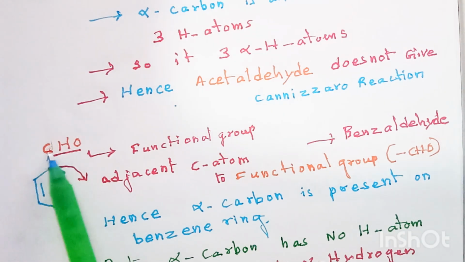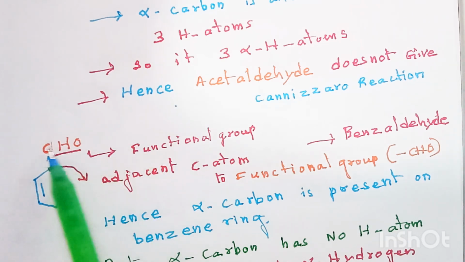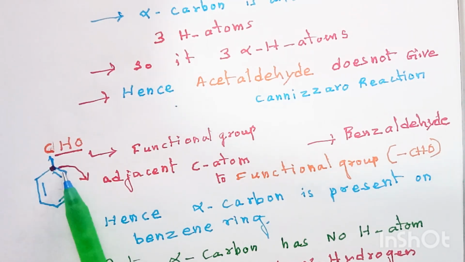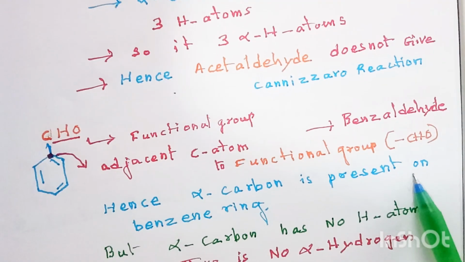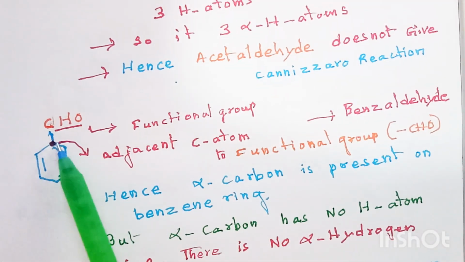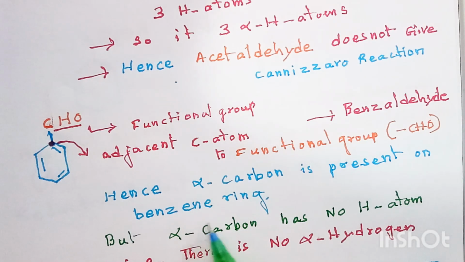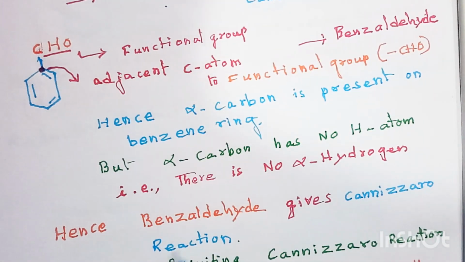C6H5CHO. This CHO is the functional group. The carbon adjacent to this functional group is located on the benzene ring. So the alpha carbon is present on the benzene ring, but it has no hydrogen atoms attached to it. So there is no alpha hydrogen. Since there is no alpha hydrogen, benzaldehyde gives Cannizzaro reaction.